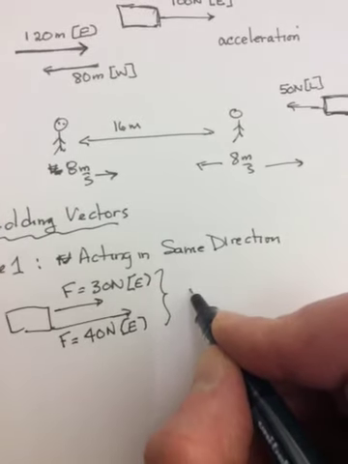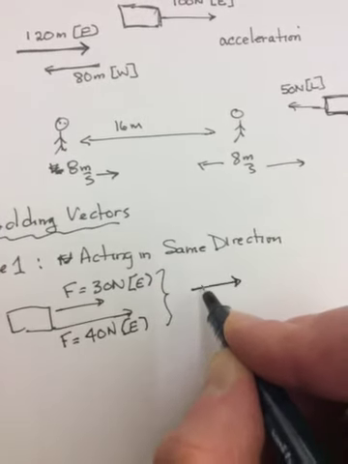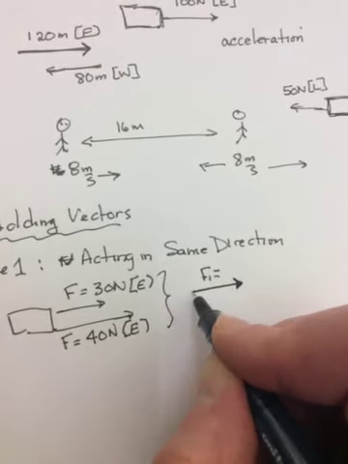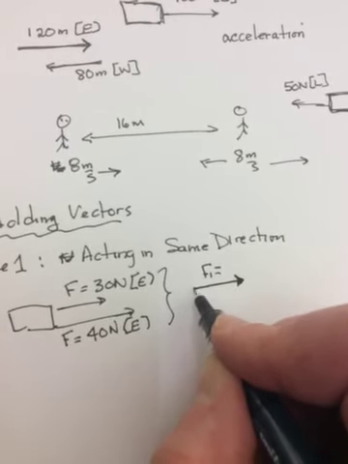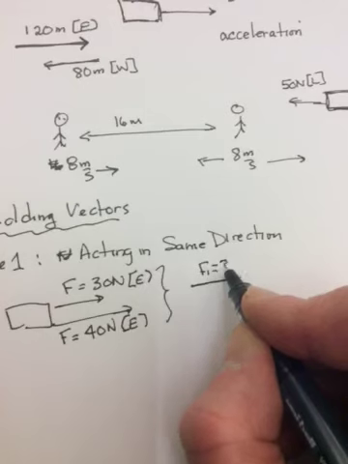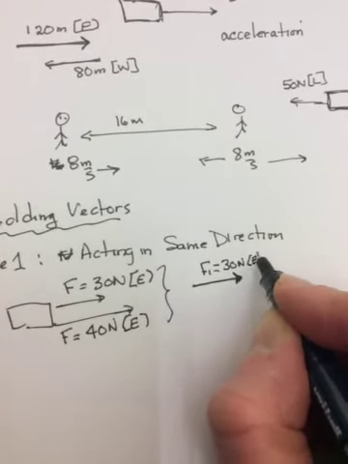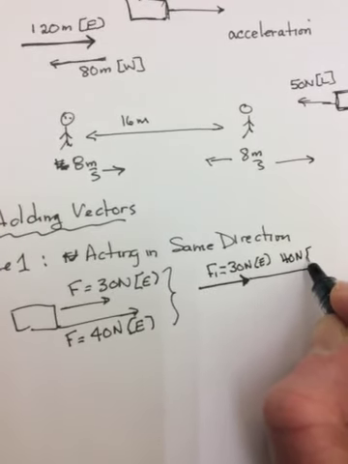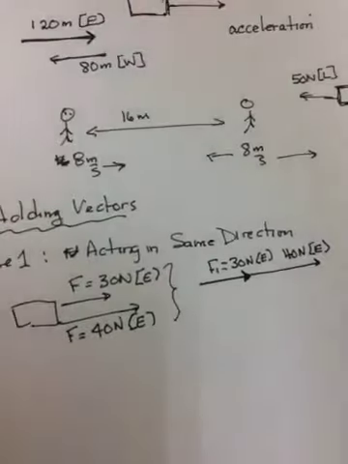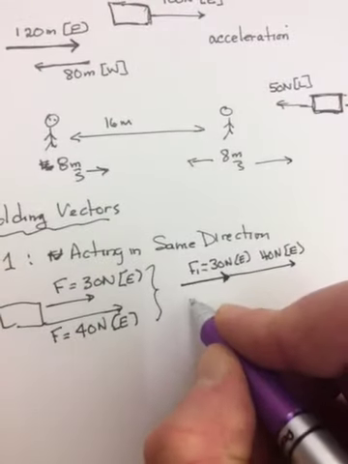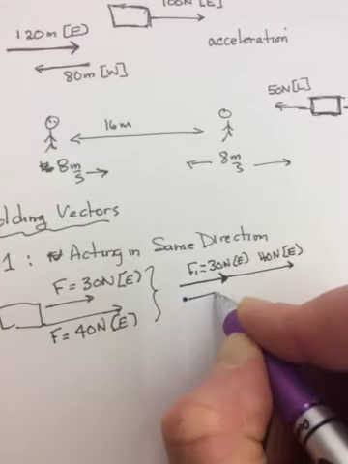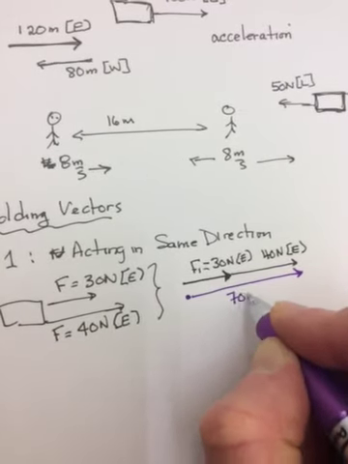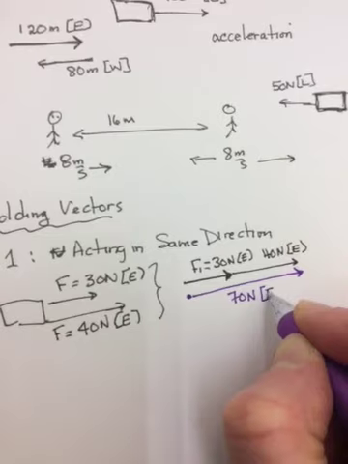But it's a little trickier than that in some cases. When you go to add them, you have to put them head to tail. So the head is the arrowhead, and the tail is the beginning of the vector. So here's my F1, it's 30 newtons east. And here's my F2, it's 40 newtons east. And then what I get as a result of these 2 guys is a vector that starts where the first one started and ends where the last one ends. This is the resultant, and like you already thought in your head, it's going to be 70 newtons east.